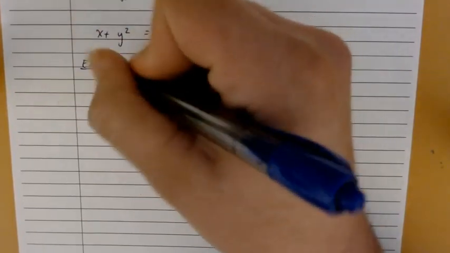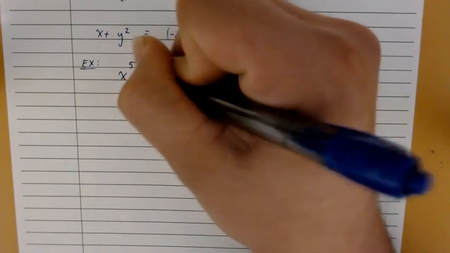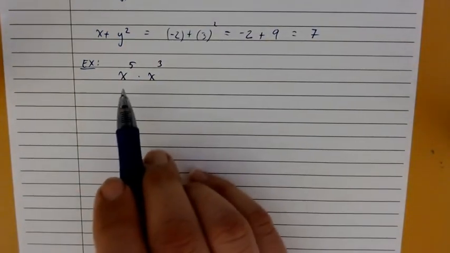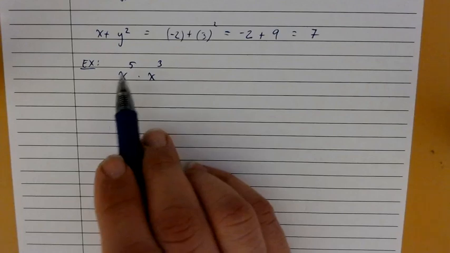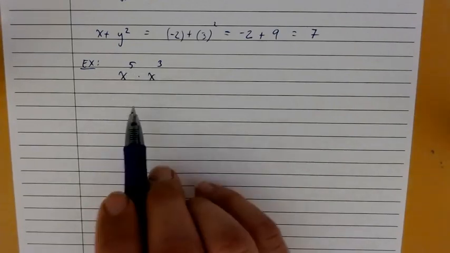Let's say I was going to multiply x to the power 5 times x to the power 3. Now you look at that and you say, well, I can't do that. I don't know what x is. If I knew x was 2, okay, I could go ahead and take 2 to the 5th and then 2 to the 3rd and then multiply.